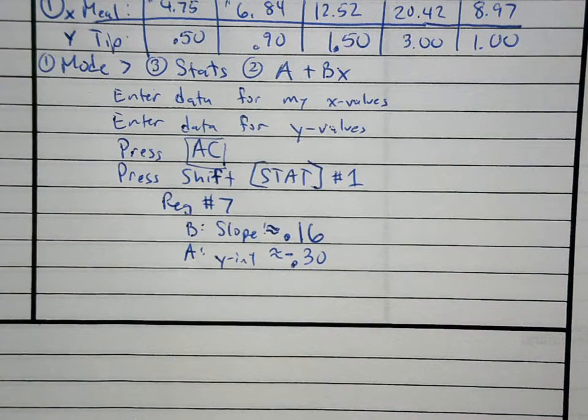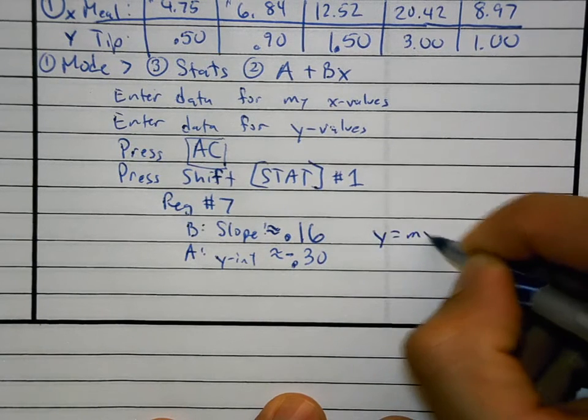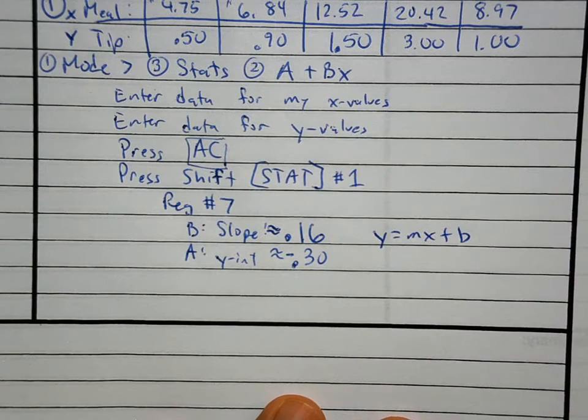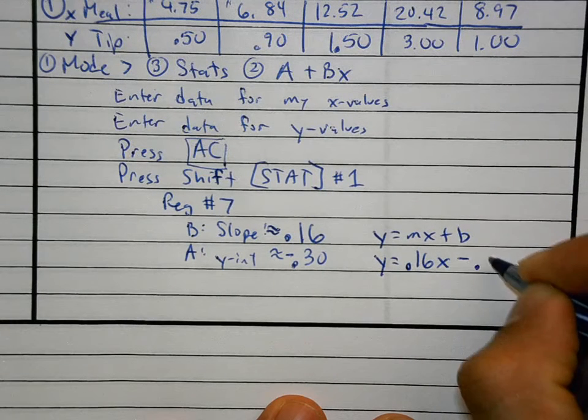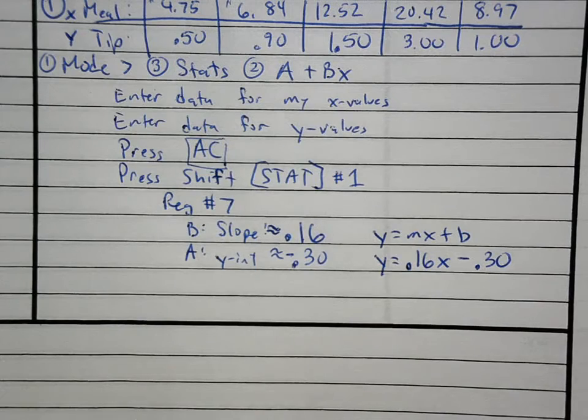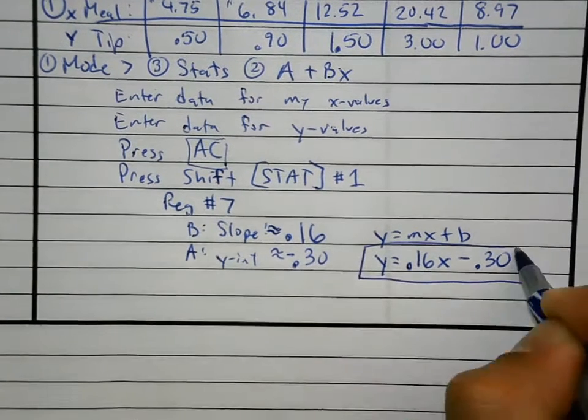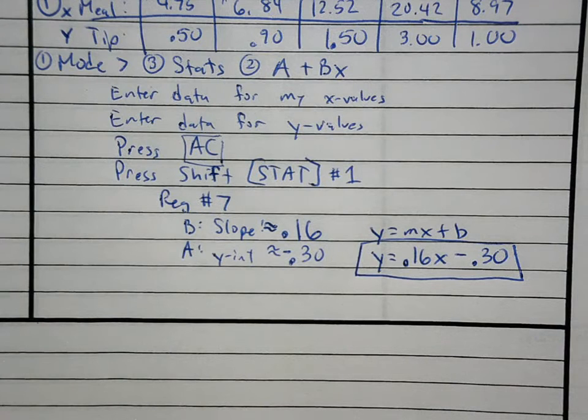And the last thing we do now, here's the last thing we do. What's the equation? Y equals mx plus b, right? What was the m? What's our slope? 0.16x. What's our b? This is called the linear regression. It is the most mathematically accurate way to find the line of best fit.